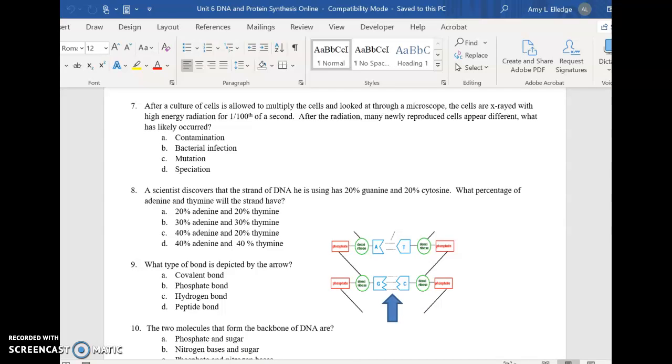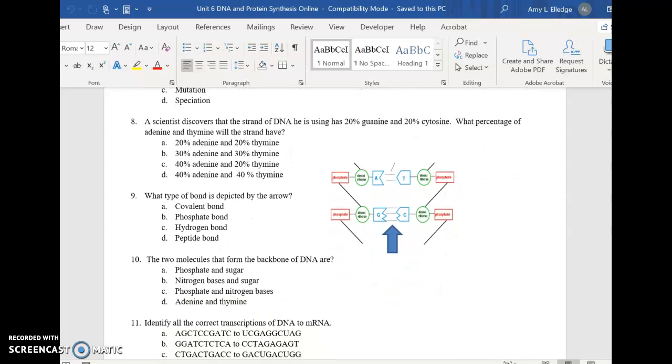Number 7, after a culture of cells is allowed to multiply and looked at through a microscope, the cells are X-rayed with high energy radiation for 1/100th of a second. So you're exposing them to radiation. After radiation, many newly reproduced cells appear different. What's likely occurred? Well, if you expose cells to radiation, they look different afterwards. You probably got a C, mutation.